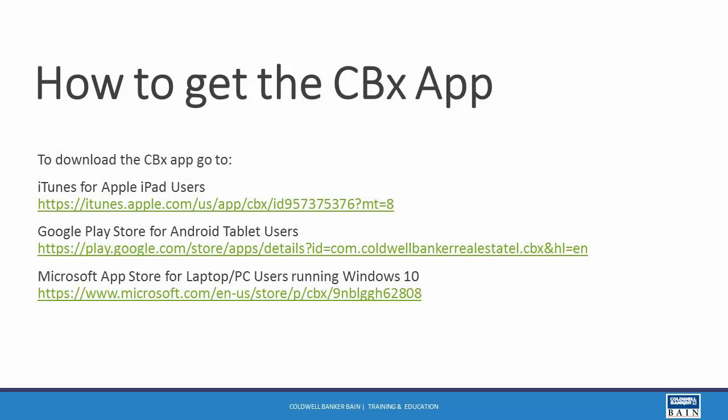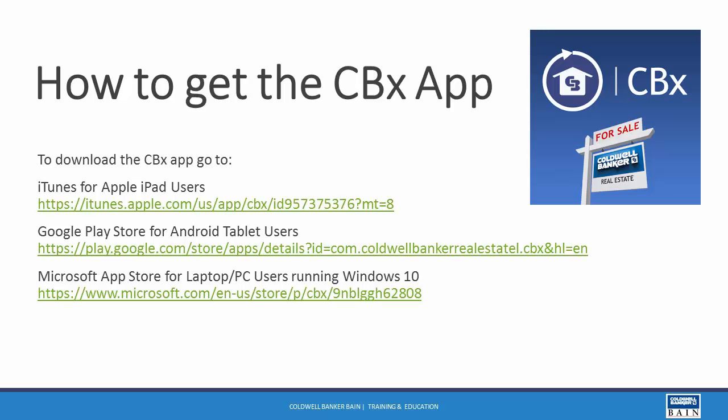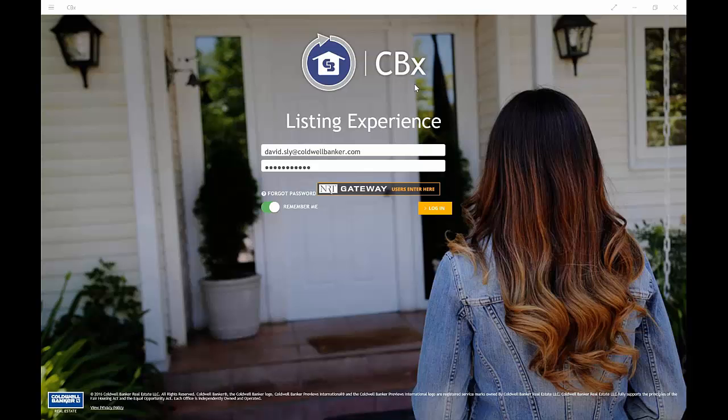For downloading the app, you're going to go to your usual app store on whatever device you're using. So if you're on your iPhone, you'll go to the iTunes store and look for the CBX application. It'll have this icon or this text and logo at the very top of it, so you know that it's the correct one. You can also find it on the Microsoft App Store as well as the Google Play Store, so that if you're on an Android tablet, you can download the app.